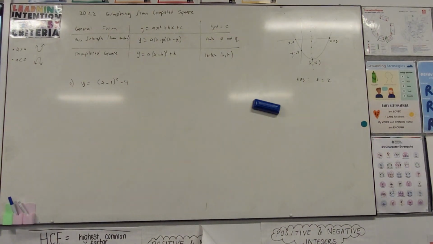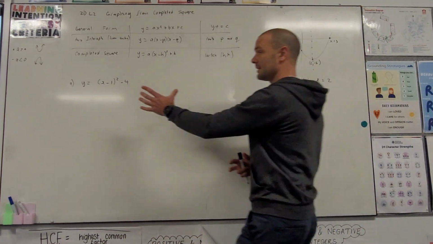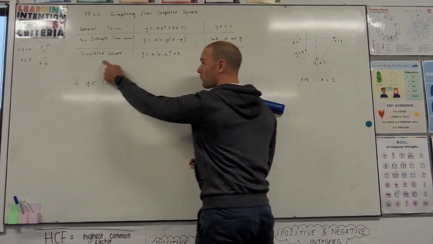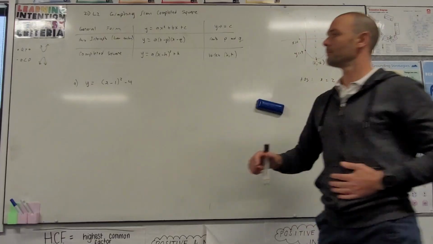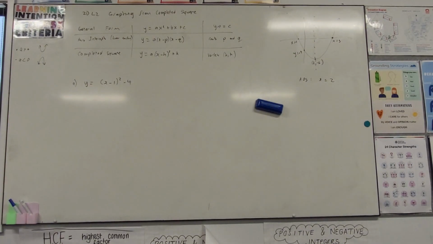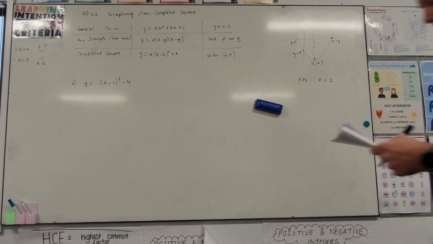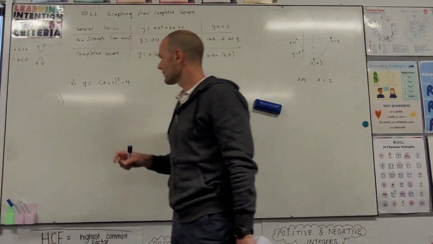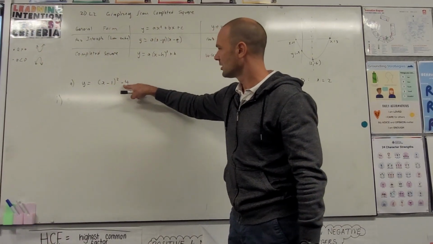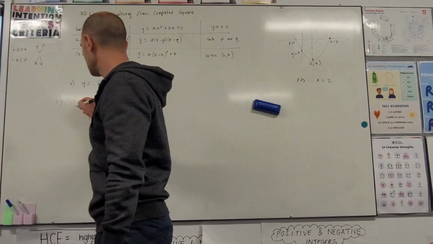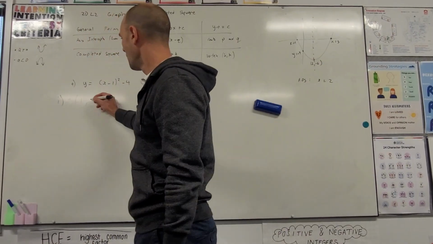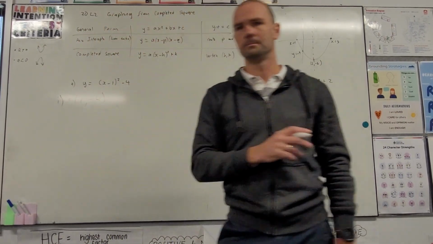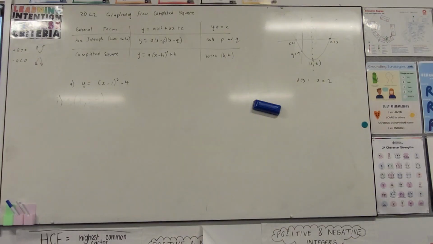Let's get straight into our first example. Now this one, the square is already completed. We don't need to change it. It's already expressed in this form. So part 1 says, determine the coordinates of the vertex. The coordinates of the vertex are HK, so in this circumstance, it's going to be x is 1, y is -4.